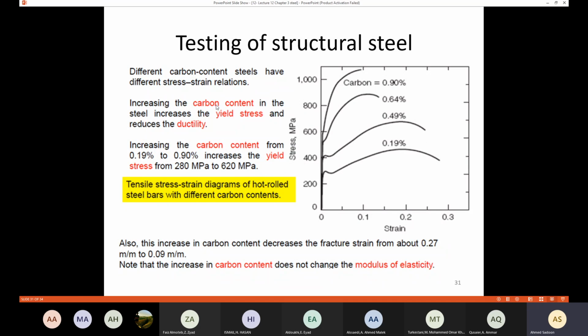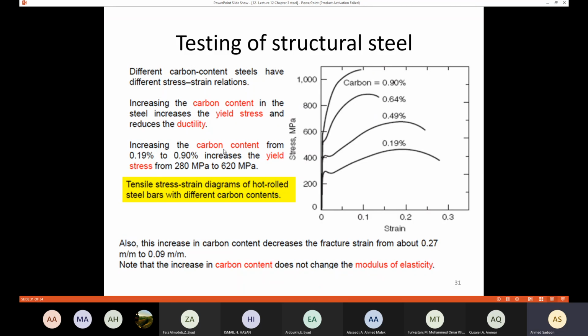If we increase the carbon content in the steel, then the yield stress is going to be increased. So here, if I increase the carbon percent, then the yield stress is going to increase as well, and the ultimate stress, of course, is going to increase as well. But the ductility is going to be reduced. So you increase the percentage of the carbon, but here the ductility decreased and decreased.